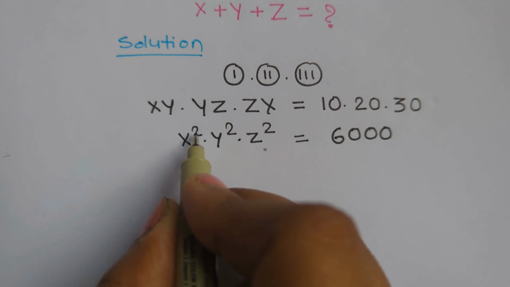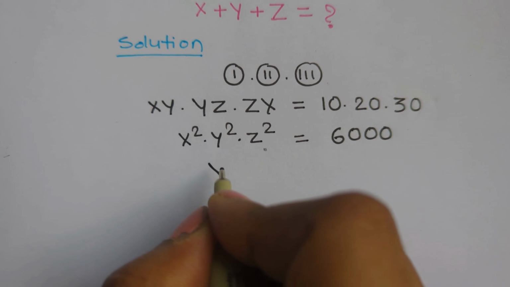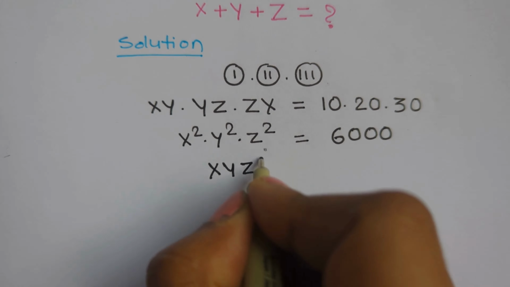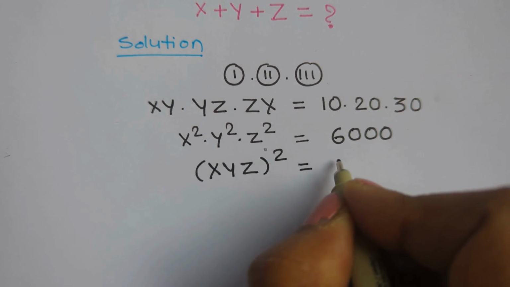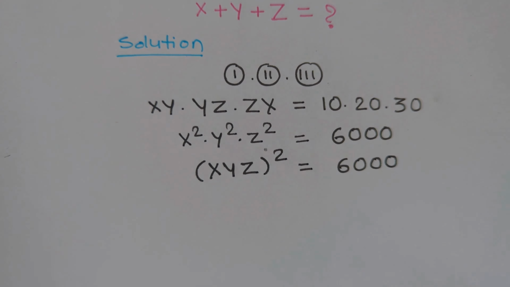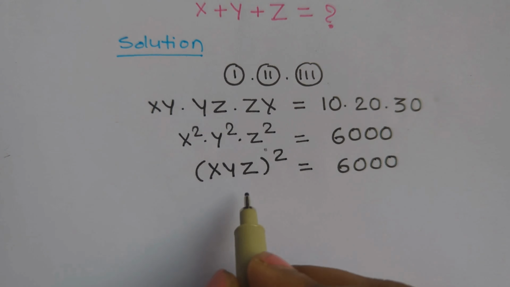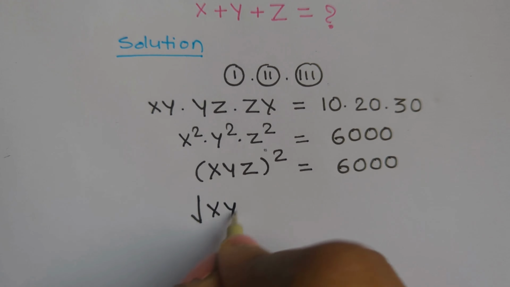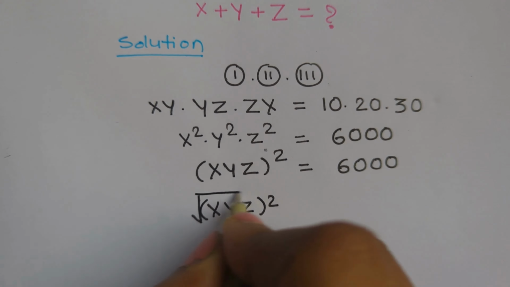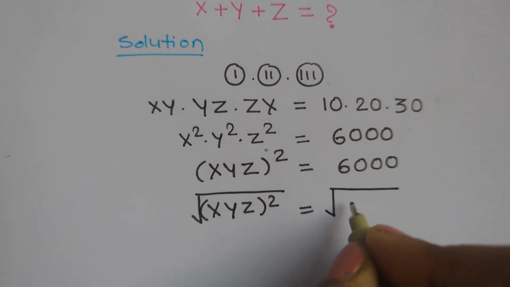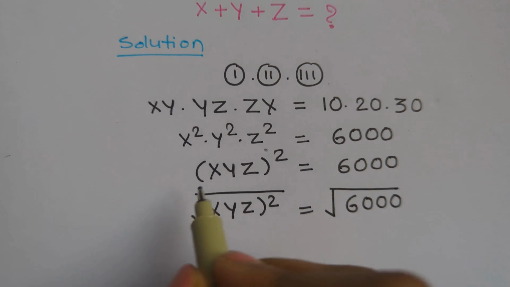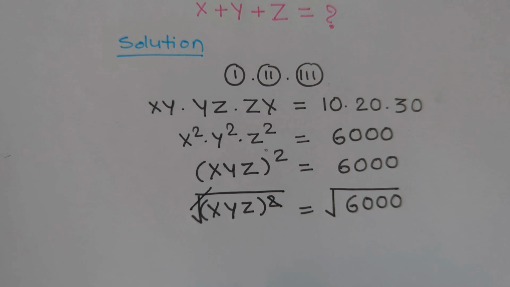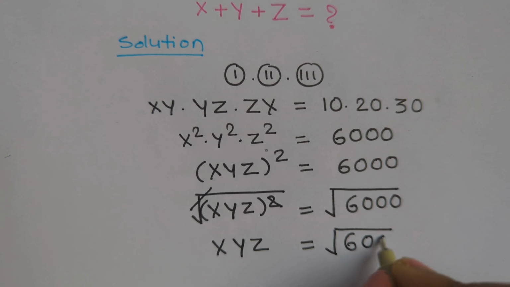We can take the exponent 2 as common, so it would be (xyz) whole squared equals 6000. Now let's take the square root on both sides, so it would be the square root of (xyz) squared equals the square root of 6000. The square root and the square cancel out, so remaining xyz equals the square root of 6000.